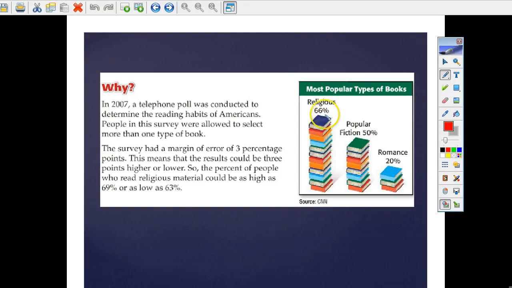Okay. So here you have 66%, but the margin of error is 3%, so that means 3% lower or higher. It could be either way. So that's why we have 69% or 63%.